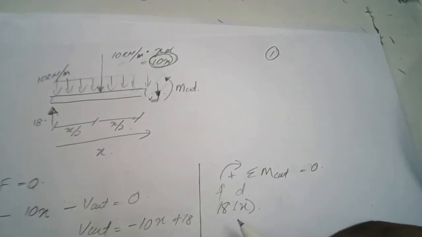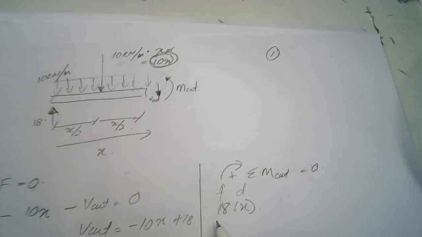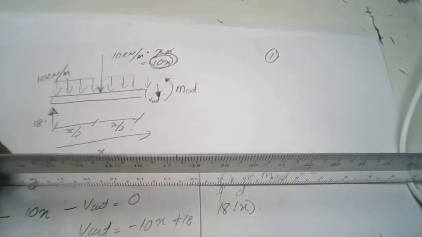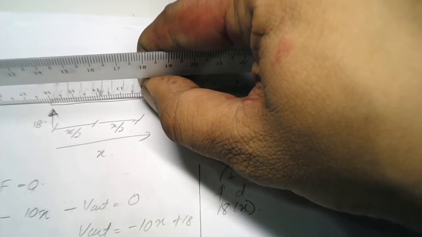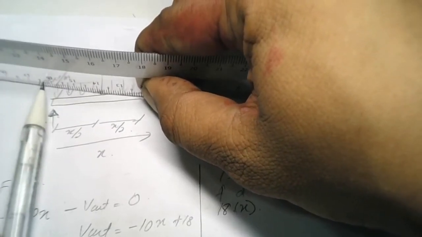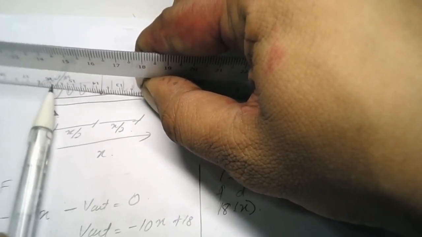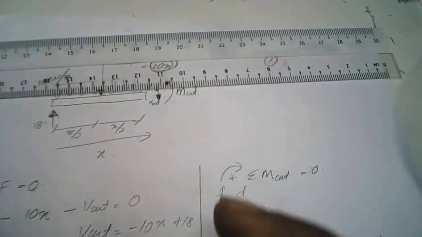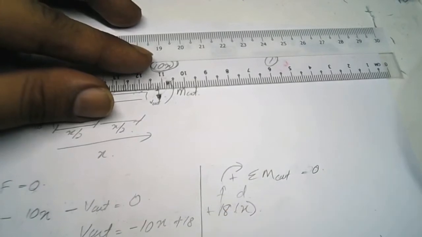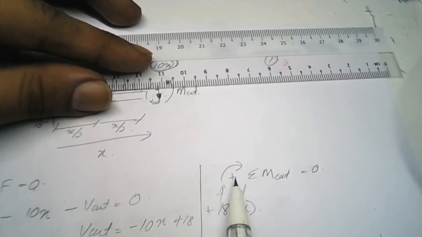Is this positive or negative? Remember our beam. I hold at the cut point here, so there is a force here. That means it will rotate clockwise. So that means it's positive, following what I declared earlier.